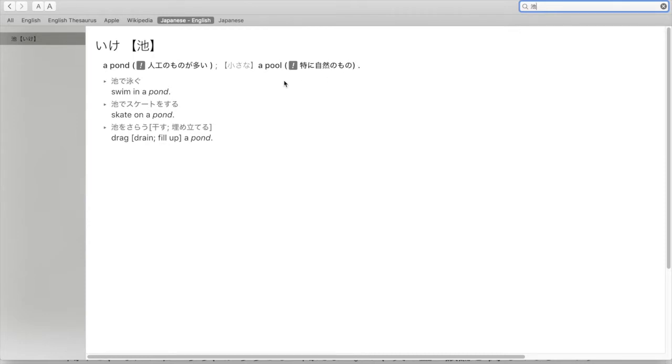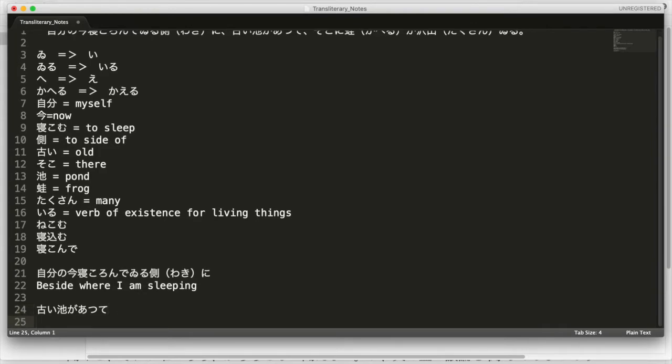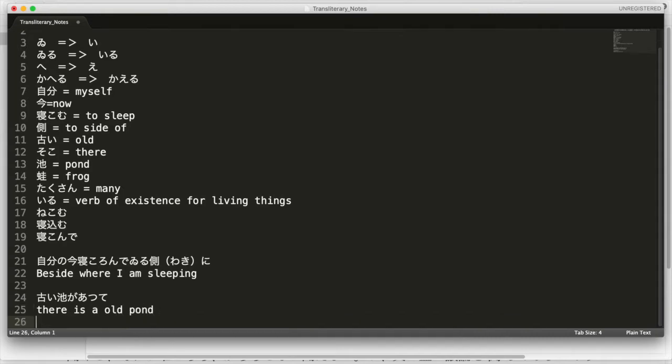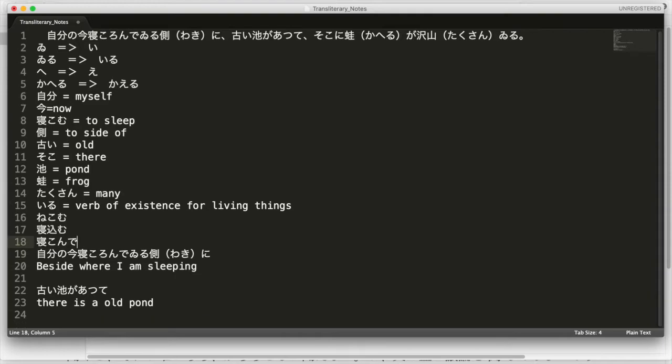But anyway, we're kind of getting a little off topic. A pond is pretty much a good translation. I just want to double check. So let's just translate this. There is an old pond. Right? Pretty straightforward. And I'll make a little more room so I can try to squeeze it in one page here.